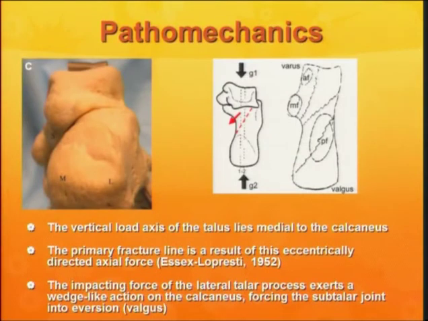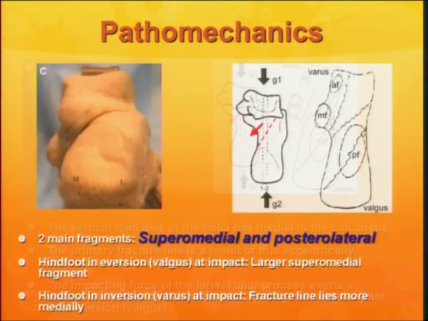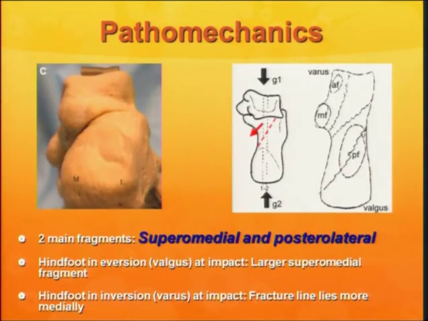This is probably the second most important slide in my presentation. I think understanding why fractures of the calcaneum behave in a certain way is absolutely crucial. It is the load of the talus, the lateral process of the talus extruding into the calcaneum, which results in this primary fracture line. The eccentrically directed force results in a fragment that generates superomedially and another fragment posterolaterally. And it is the wedge-like action of the talus onto the calcaneum that results in your primary fracture line. Then you have a superomedial and a posterolateral fragment, and the hindfoot is in eversion.